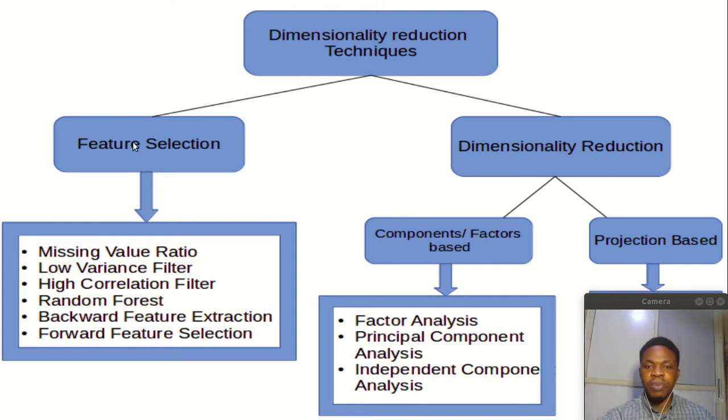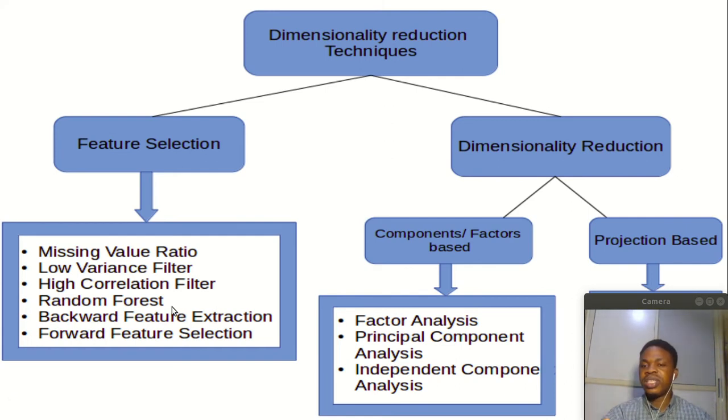We have two major methods: the feature selection method and the dimensionality reduction method. Feature selection, as it entails, means the selecting of features and storing them in a subset. Selected features are selected based on the following criteria: the missing value ratio, the low variance filter method, the high correlation filter method, which both fall under the filter method, the forward feature selection, and the backward feature extraction method.